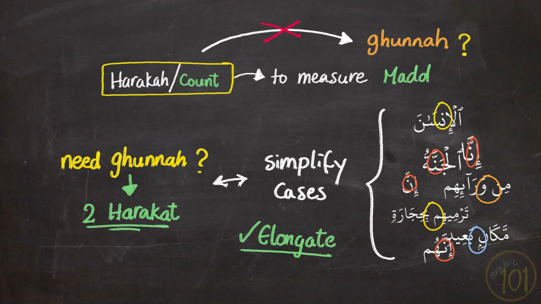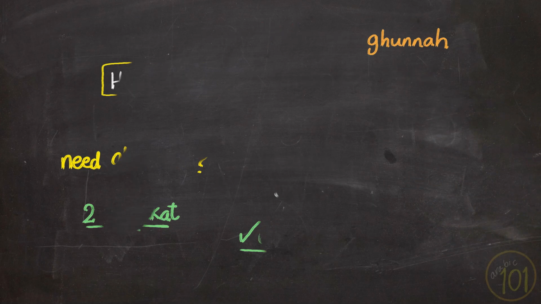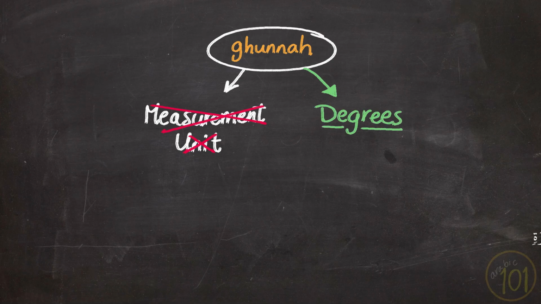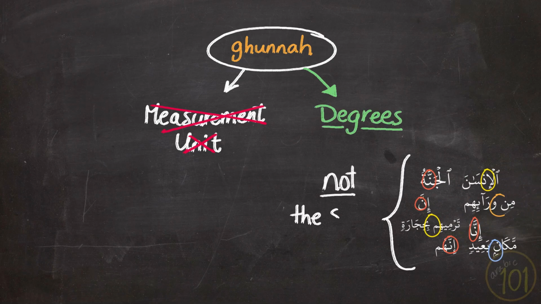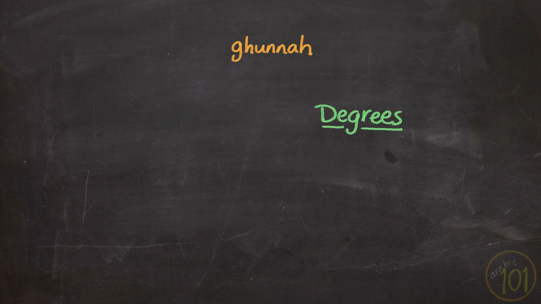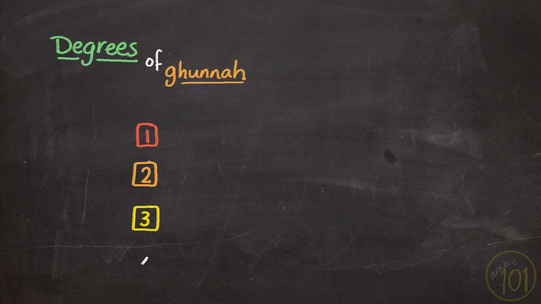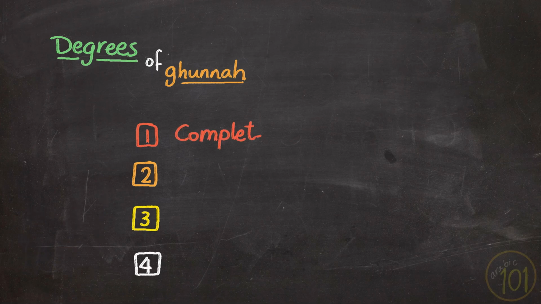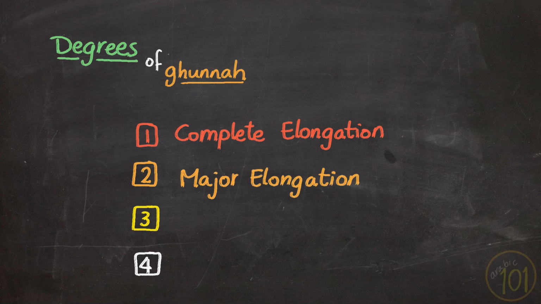So now if we don't use harakat to measure ghunnah, how do we measure it then? Well, as it happens, there is no measurement unit for ghunnah, but rather degrees of ghunnah, which means that not all ghunnahs are equally the same in length. And so there are 4 degrees of ghunnah, which determine how long the nasal sound is kept according to the case at hand. The 4 degrees of ghunnah are complete elongation, major elongation, minor ghunnah, and incomplete ghunnah.